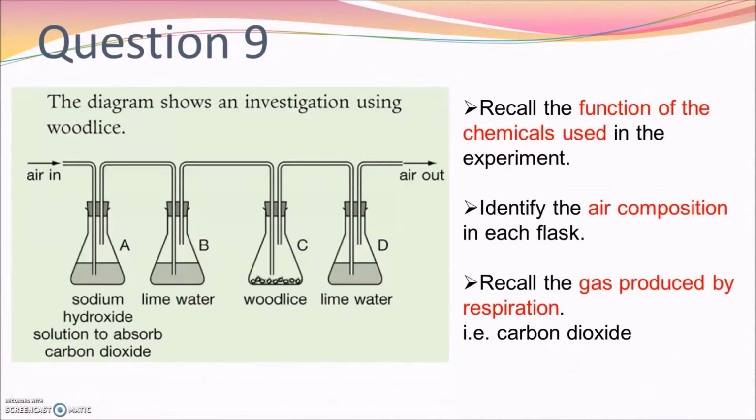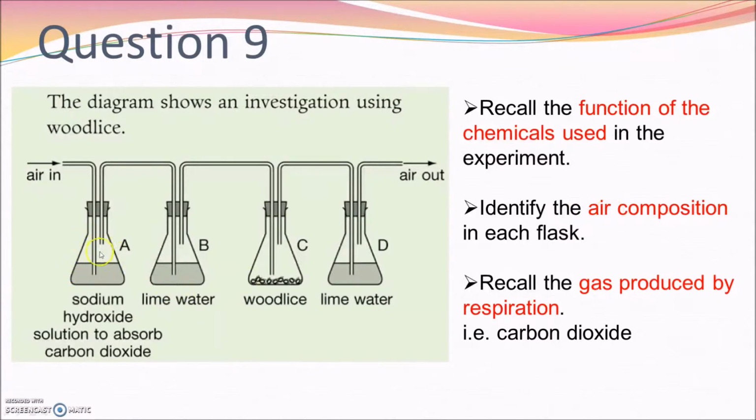So we move on to question 9. In this setup, we can also see this little box here, and also we have 4 flasks. So flask A, B, C, D. Flask A contains sodium hydroxide to absorb carbon dioxide. Flasks B and D contain lime water, and for flask C, there is the box here. So for the concept, recall the function of the chemical used in the experiment, and then identify the air composition in each phase.